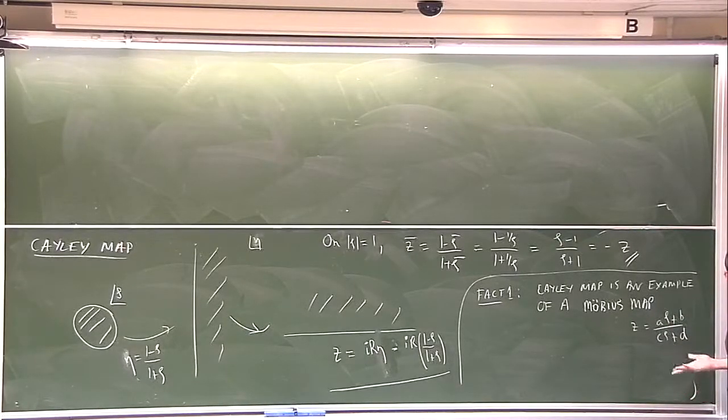A, B, C, D are arbitrary complex constants. This is a Mobius map. Some people call them linear fractional because it's a fraction of two linear functions. Some people call them bilinear maps, I think because there's a linear and a linear, so there's two linear. But whatever you call it, this is what they are.